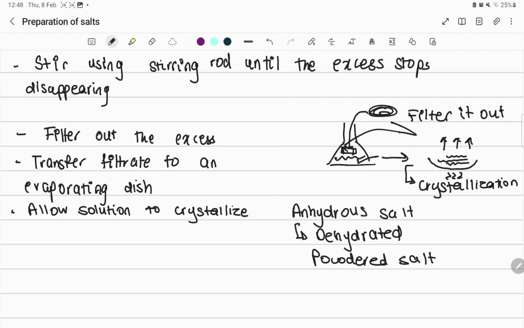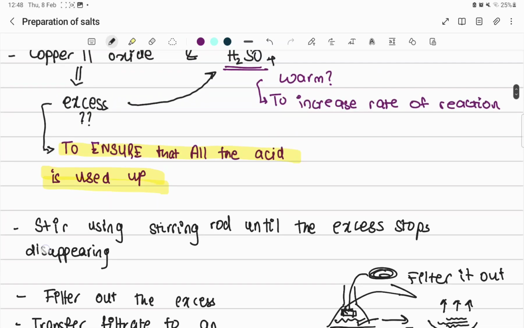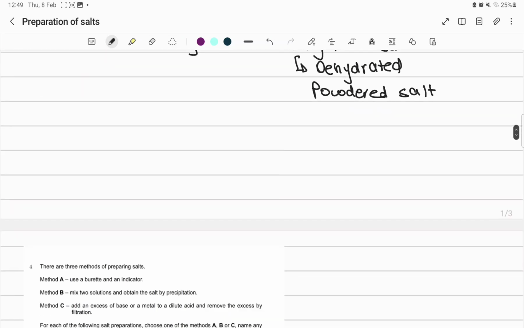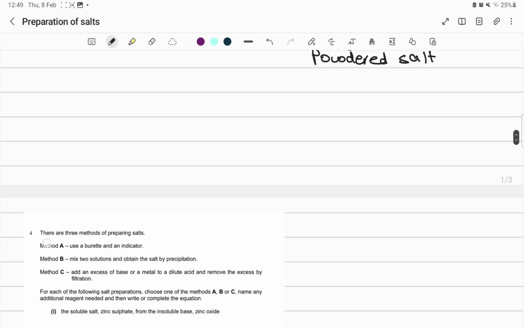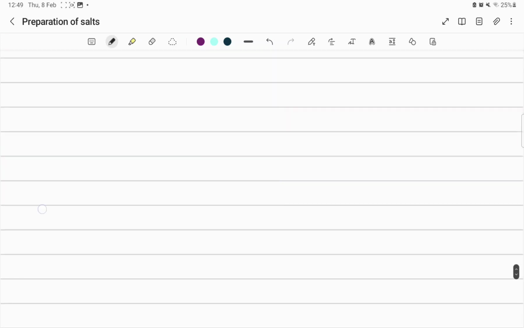So ensure, they might ask you why you would only heat for a small period of time, or why you would not give it too much heat. And the reason is because you do not want anhydrous salt, you do not want a powdered version of the salt. Now let's move on to titration. These are the past paper questions that we will come back to.